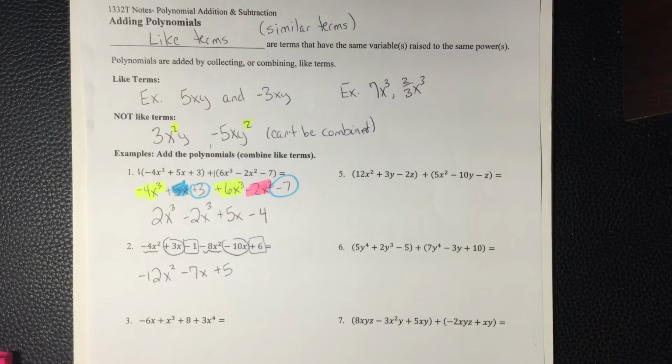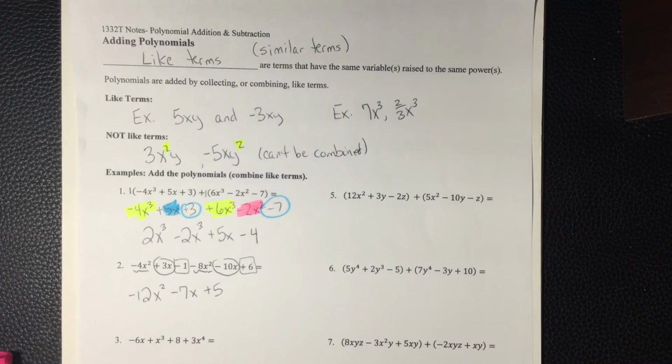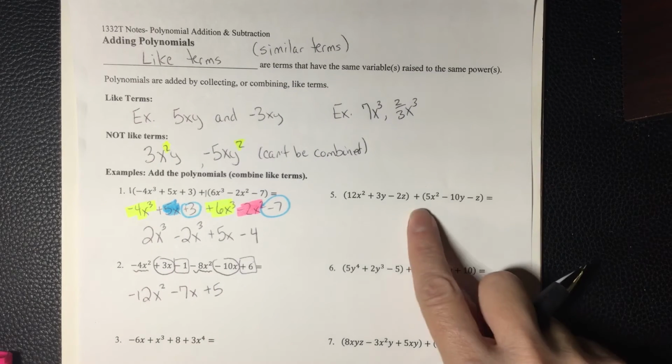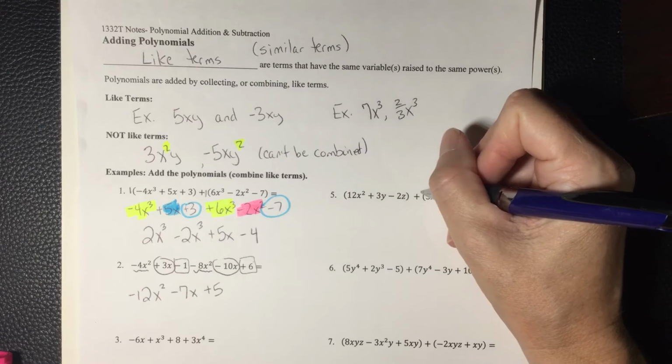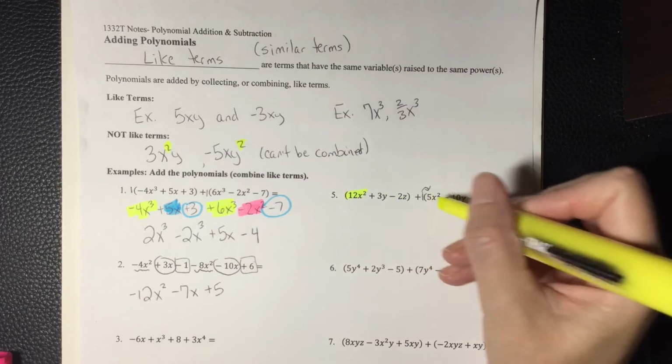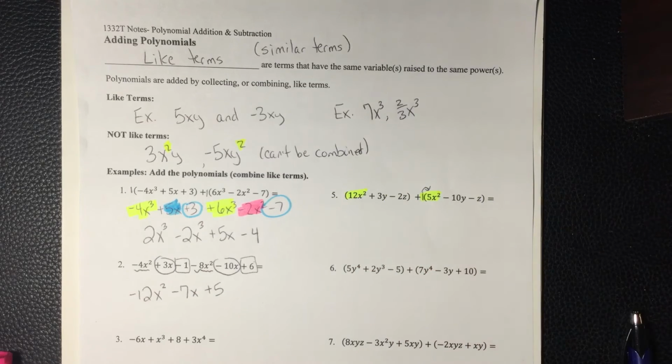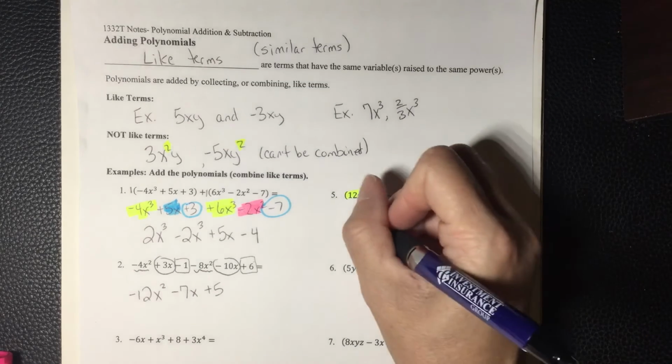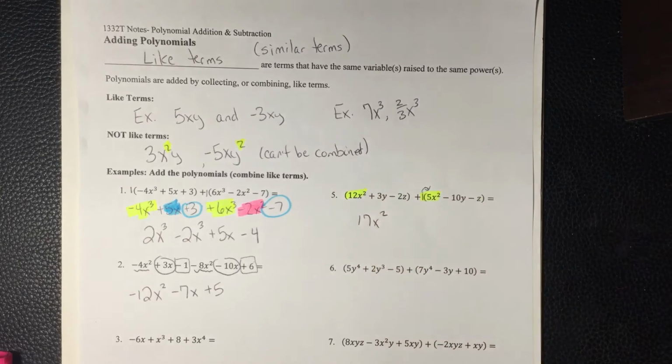Now there's a lot of examples on here, and I don't want to do all of them, so let's just go through and look at a couple more. So let's go back up to number 5. Again, the parentheses are not necessary because all we're doing is distributing a positive 1, and that doesn't change anything. So you can go ahead and start combining. So if I go back to my highlighter this time, I'm looking for squared terms. Okay, so that's going to be 17x squared.